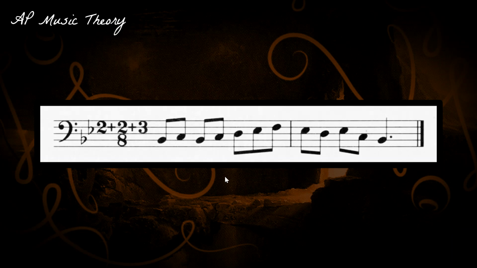Sometimes when the same division groupings occur for several measures, the composer will indicate such in the meter signature, just like we have here. In the following example, the time signature would be 7/8.